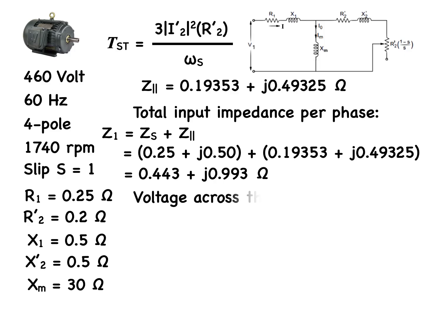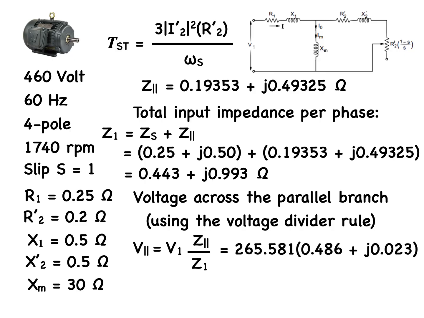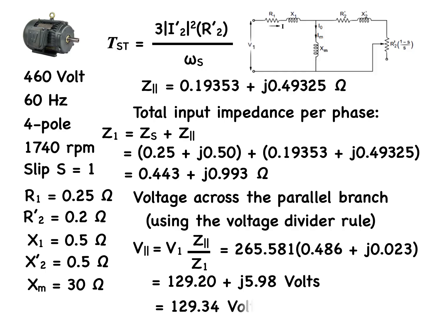The voltage across the parallel branch, using the voltage divider rule, V parallel, is equal to V1 times Z parallel divided by Z1, which equals 265.581 times the quantity 0.486 plus j0.023, and that equals 129.0 plus j5.98 volts, the magnitude of which is 129.34 volts.